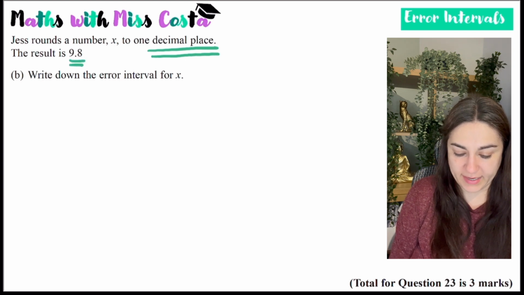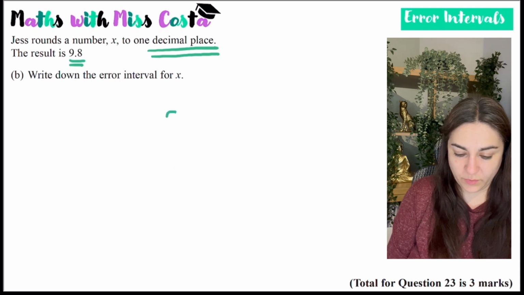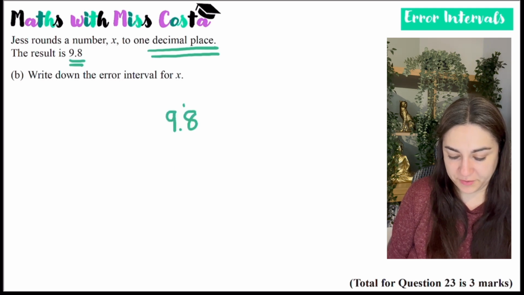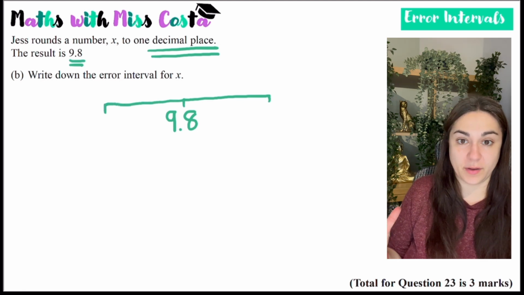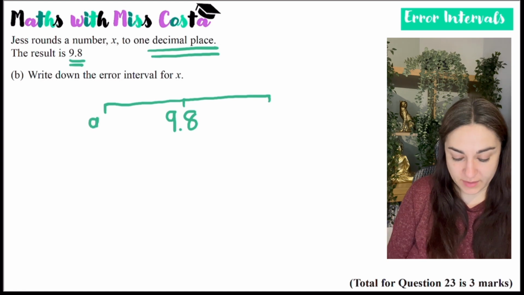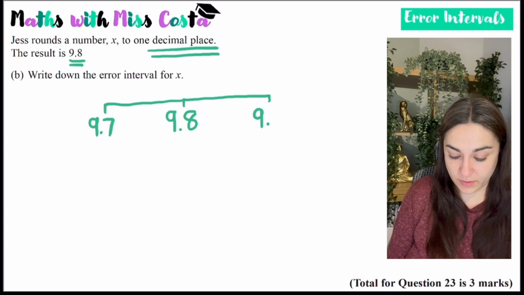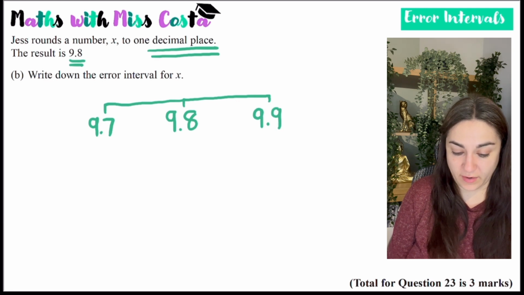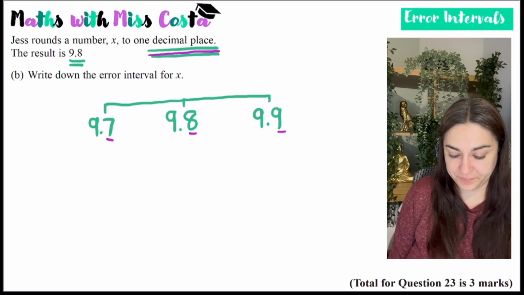Okay, now I'm told that Jess rounds a number x to 1 decimal place, and the result is 9.8. And I need to write down the error interval. So what I want to do is think to myself, okay, 9.8 has been rounded. And if it's been rounded, what are the decimal places it could have either rounded up or down to? So my number could have rounded down to 9.7, or it could have rounded up to 9.9, because I'm dealing with one decimal place. So I'm just looking at the decimal point.